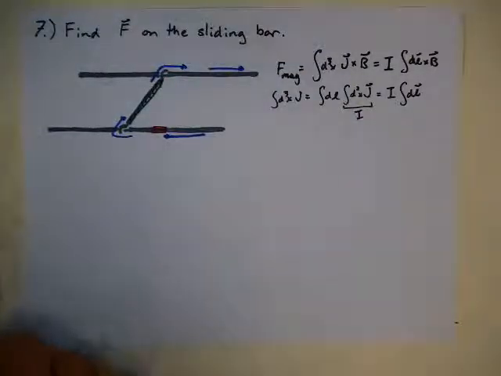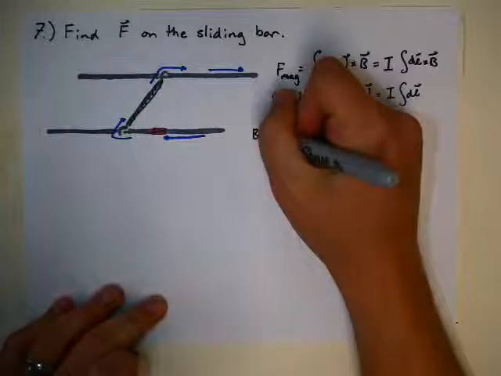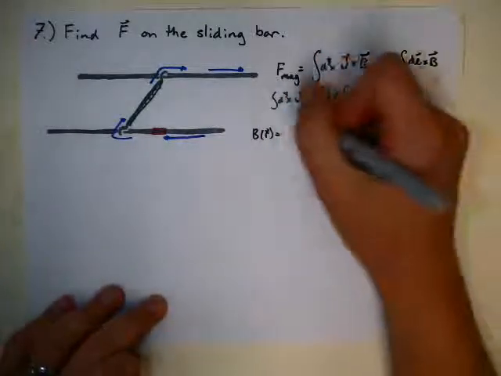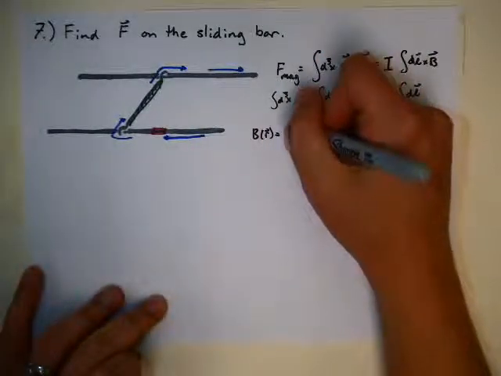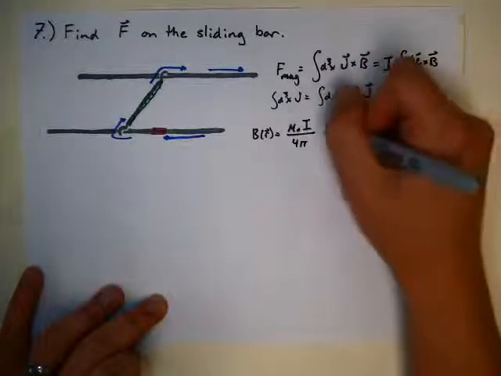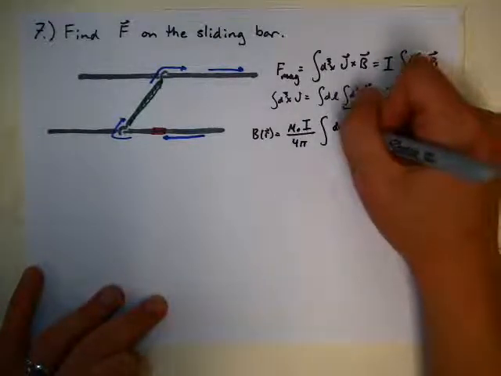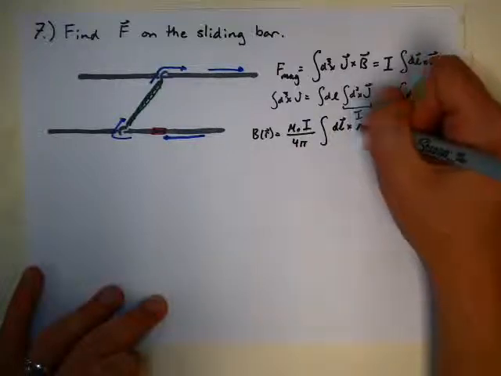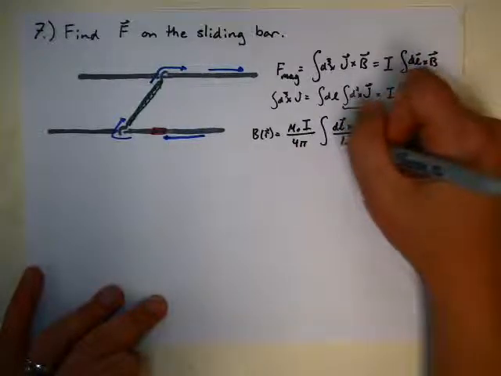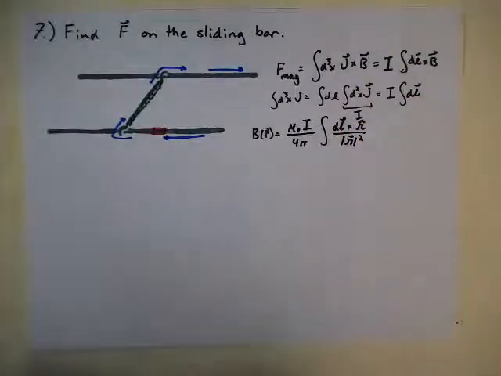The Biot-Savart law, if I were to write it down, which I will, is that the total magnetic field at any point in space is going to be equal to mu naught I over 4 pi times the integral, and here we're going to get dl cross r hat over script r squared. So this is the Biot-Savart rule.